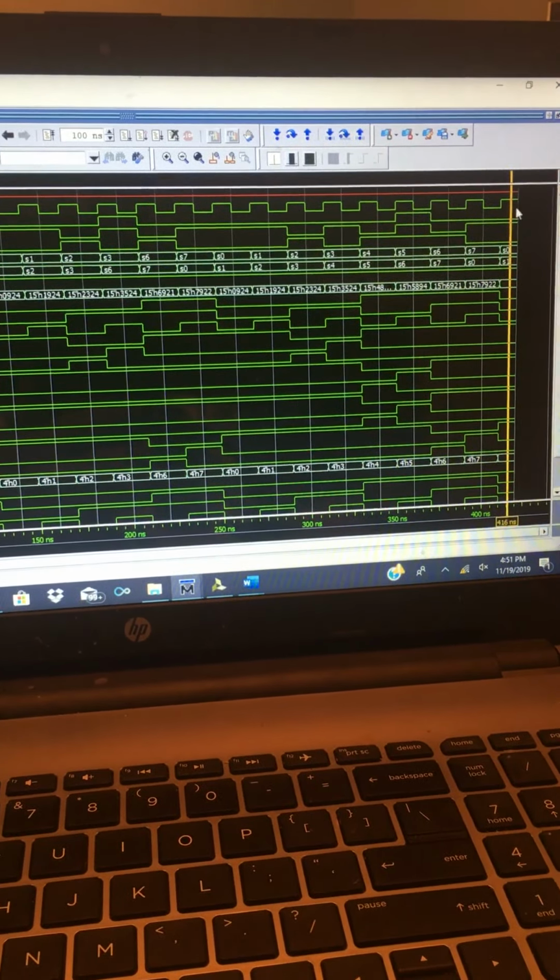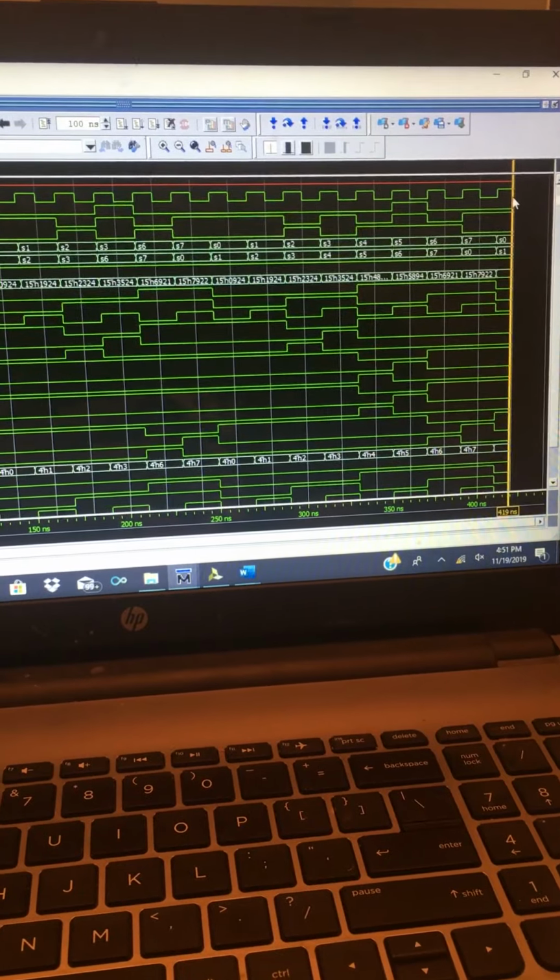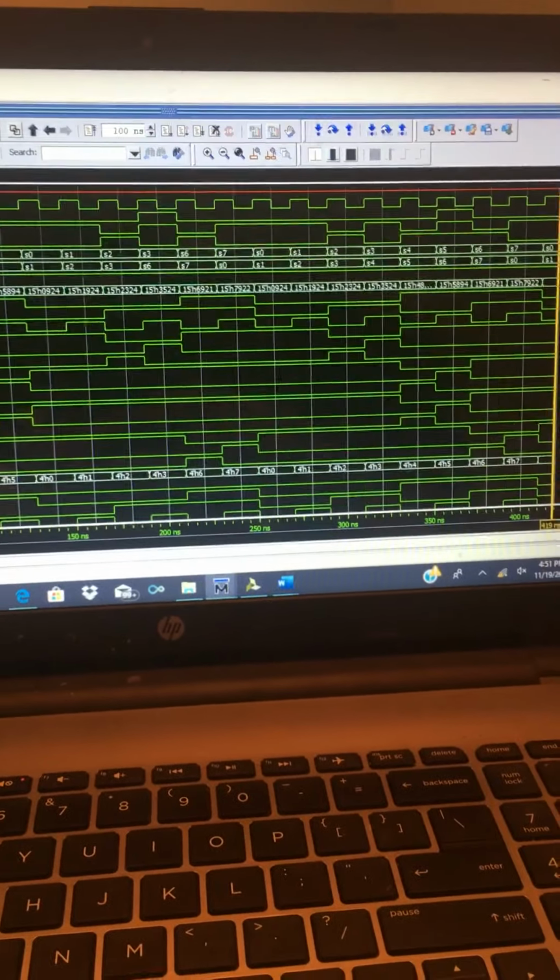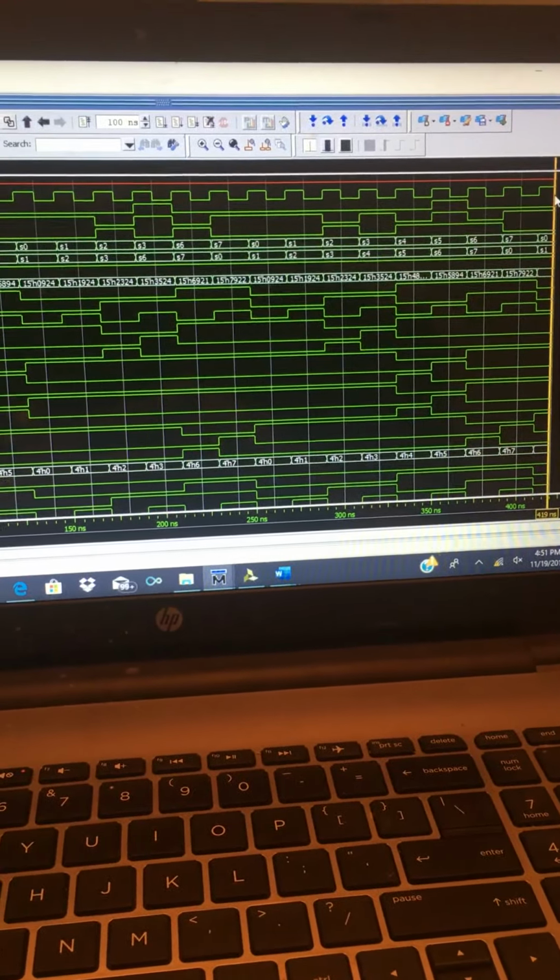And as you see, at the next rising edge, it starts back at state 0. This will end my video for the simulation for the finite state machine.